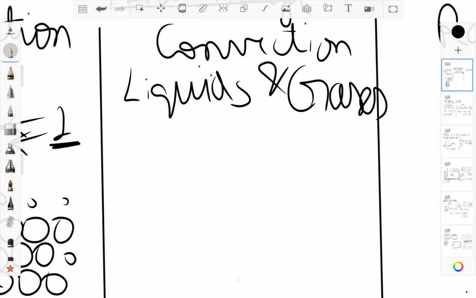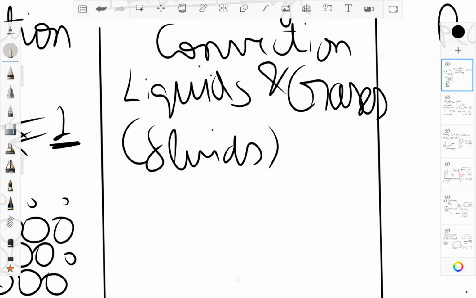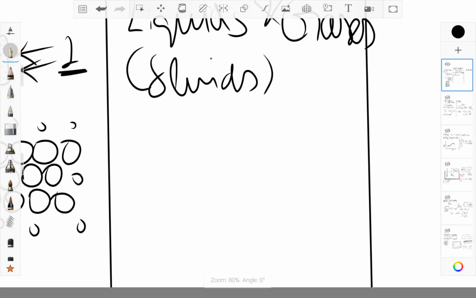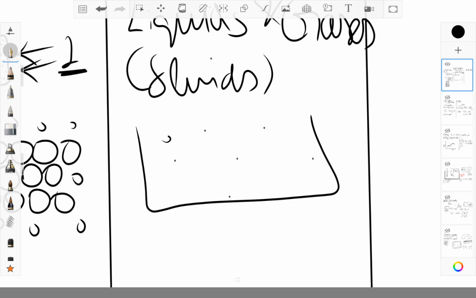Right. Convection is most prominent in liquids and gases. Basically, it occurs in fluids, which is just the term that you can use to describe both liquids and gases. Basically, if I have a container or a room with fluid particles in it, and they are heated, as the temperature increases, these particles are able to spread out more, or they are able to travel larger distances due to the extra energy that they have.